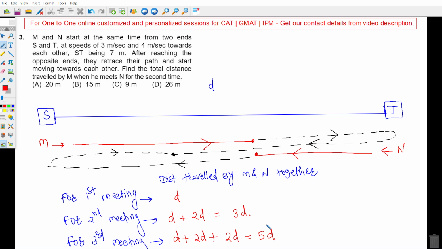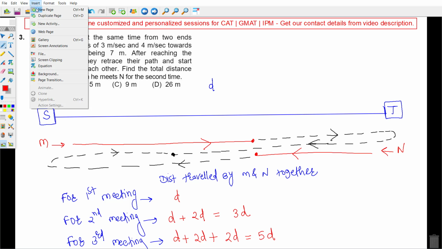Okay everyone, so over here the concept is what? S and T are the 2 points, distance between them is D, M is going to start from S, and at the same time N is going to start from T. So for the first meeting M and N together will travel distance D, and for every subsequent meeting they will be traveling 2D distance. For the first meeting distance D, for the second meeting 2D, for the third meeting also 2D, for the fourth meeting also 2D. So this is the concept that we need to use here.